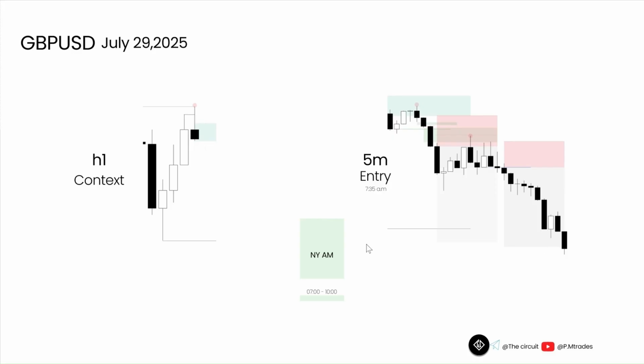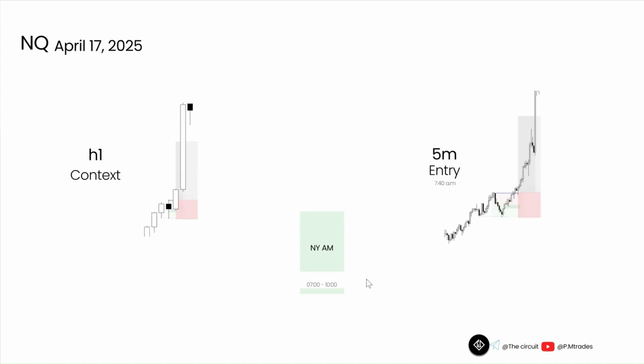Now, here is the bonus. A lot of people have asked me, can you trade the 7 o'clock New York AM kill zone for indices? For me, the answer is yes, right? I have data to back that I can trade the 7 o'clock New York AM kill zone for indices. And the next example is going to explain just that. Here is NASDAQ April 17th, 2025 feed. Okay, this is 2026, not 2025. I apologize. We have the H1 context.